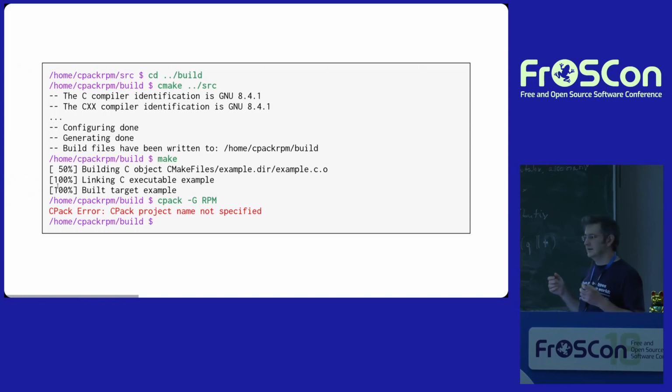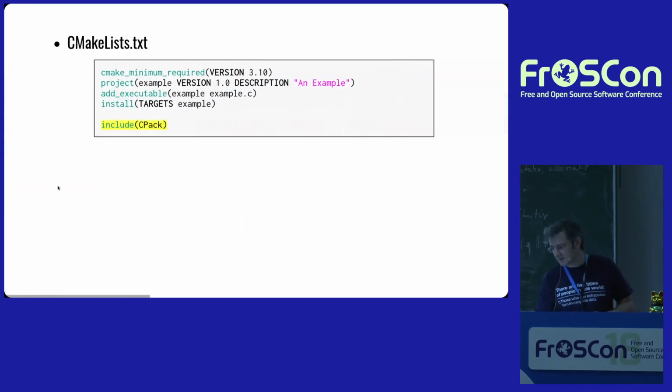CPack has a notion of generators. A generator is something that generates a specific kind of package. It has generators for RPM, for Debian, for zip, for Windows, for WiX, and others. And here I'm invoking the RPM generator, and it doesn't work because we didn't enable CPack. So okay, let's add a line that enables CPack in the project.